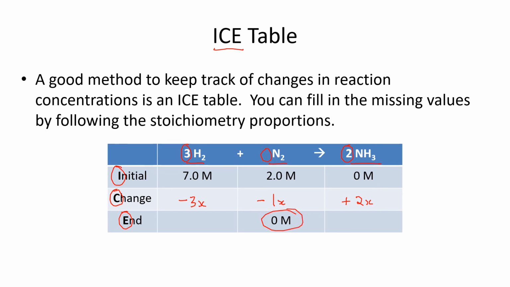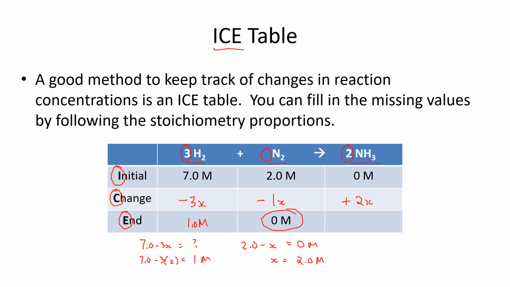And so using that, we can determine the unknown concentration, since we have an endpoint concentration for one of these. So we know that 2.0 minus X equals 0 moles per liter. So that means that X equals 2 moles per liter. Now that we have that, we can sub it in for the others. We know that 7.0 minus 3X equals some endpoint. And so 7 minus 3 times 2 means that you're going to have 1 mole per liter left there at the end for the hydrogen.